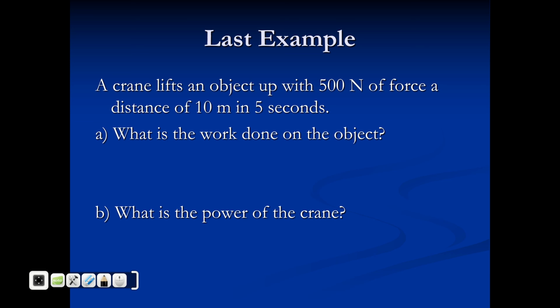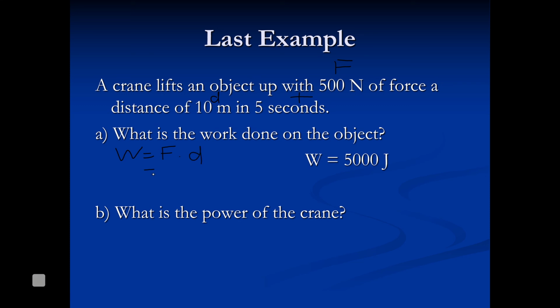Last example, a crane lifts an object up with 500 newtons of force, a distance of 10 meters in 5 seconds. So you're given a lot of stuff here. What is the work done on the object? Okay, so it says 5,000. How the heck did I get that? I'm given the force, I'm given the distance, and I'm given the time. Work is equal to just force times distance, so I just need the force and the distance. 500 times 10 equals 5,000 joules.